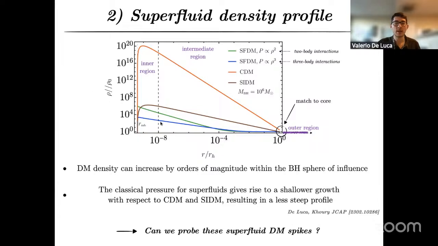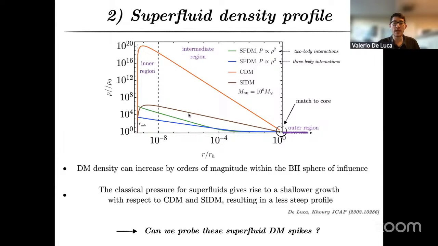In particular, the blue and the green lines show two different models of superfluid dark matter with different self-interactions, which give rise to a mild enhancement in the density profile. The brown shows the case of self-interacting dark matter, and the red line shows cold dark matter. So as you can see, there is a big hierarchy between cold dark matter and this self-interacting model.